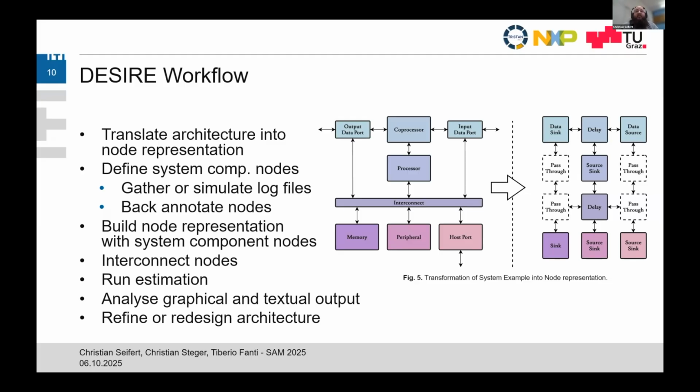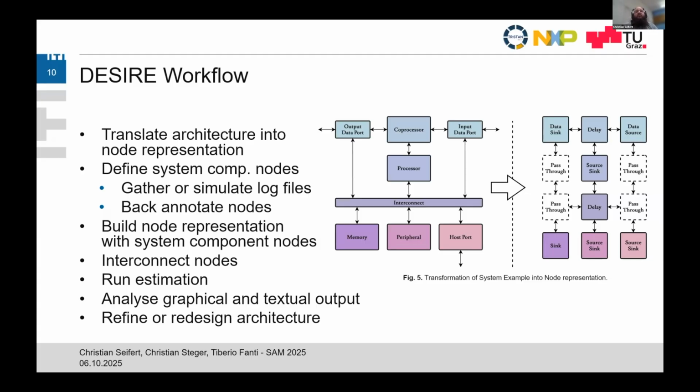This is followed by building the node representation using the just defined system component nodes and interconnecting them as intended. Then the estimation is started, and the user is able to analyze the graphical and textual outputs to determine if their goals are met. Based on the results, the design choices can be tweaked or adapted until a satisfactory result is achieved, more or less in a feedback loop, and this before having to put the time and effort into working with RTL code.